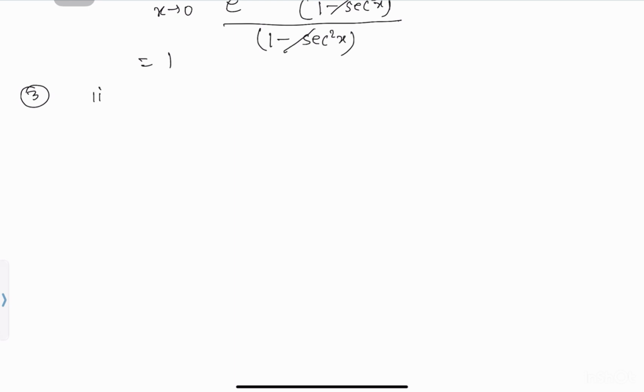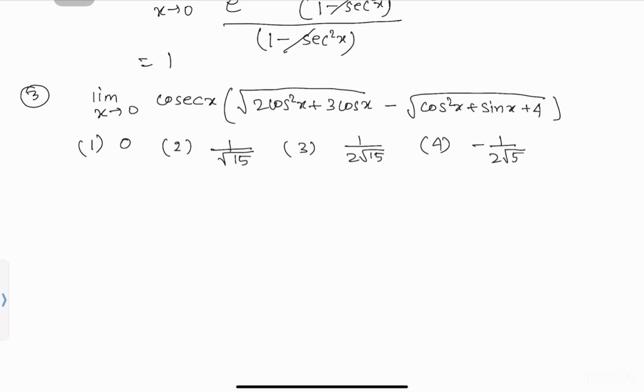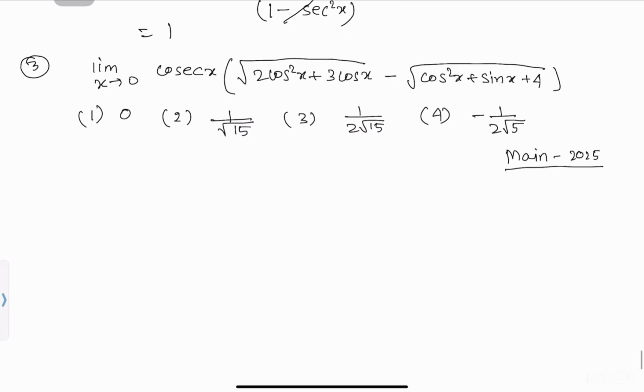Next question: limit x tending to 0 of cosec x times (square root of (2 cos square x plus 3 cos x) minus square root of (cos square x plus sin x plus 4)). What is the value of this? Options are: 0; second option 1 by root 15; third 1 by 2 root 15; fourth minus 1 by 2 root 5. Clear? So this is from Main 2025. Now try to solve this question.